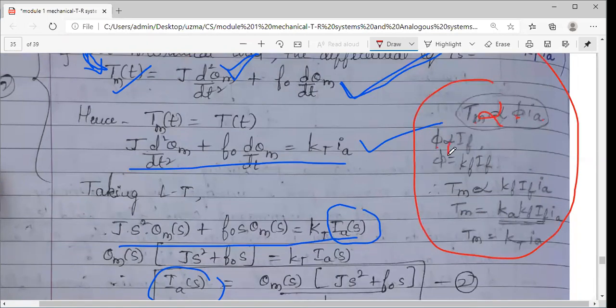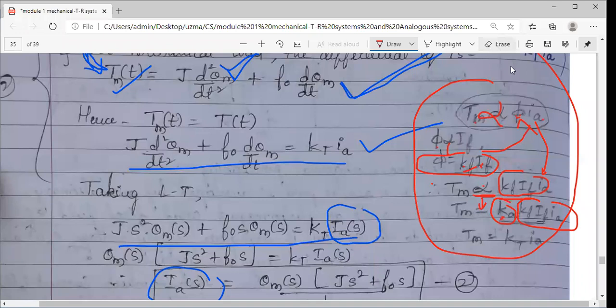If you remove this proportionality sign, it will be equal to a constant added into IF. Substitute this phi value here. So torque is proportional to, in place of phi, you will get KF IF, into IA as it is. Now again I have to remove the proportionality sign, so I will make it equal and add one constant and the remaining three terms. So this is your proportionality constant.